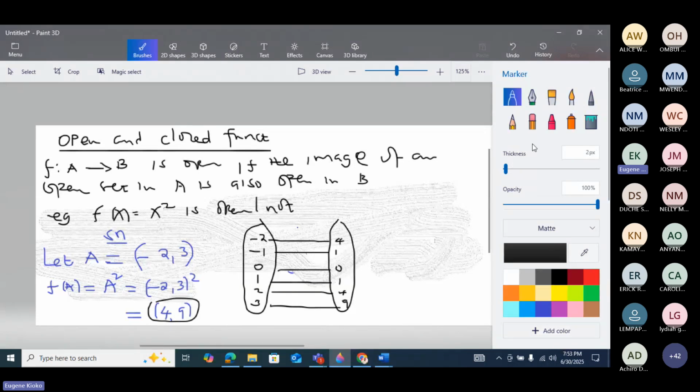So to get your answers, what you do, you pick the smallest and the biggest value. The smallest is 0. The biggest is 9. So the answer is 0 to 9, not 4 to 9. Then from there, this one was open. So we need to confirm, is this one open also? So what do we do? You check the boundary elements. Where did the 9 come from?